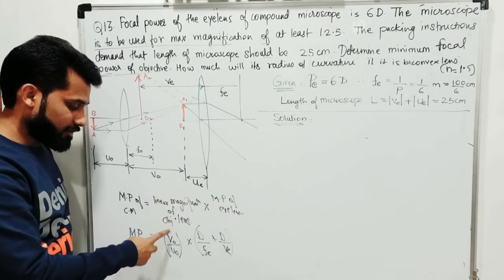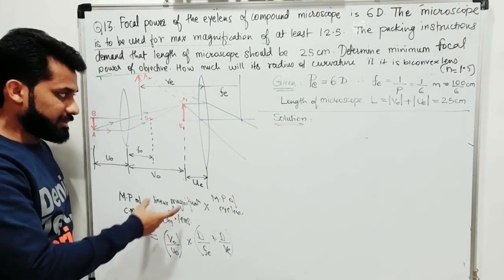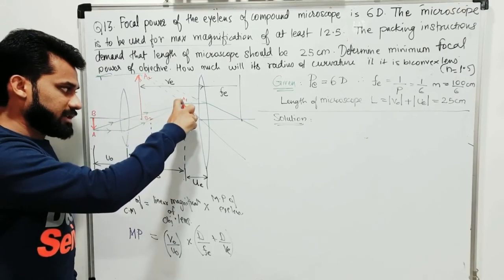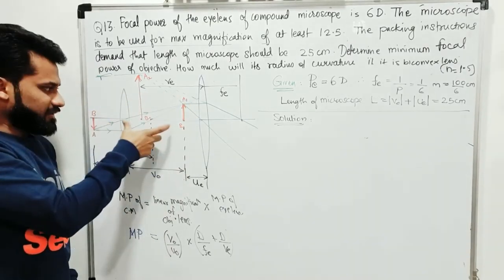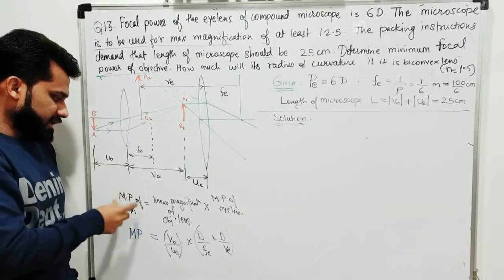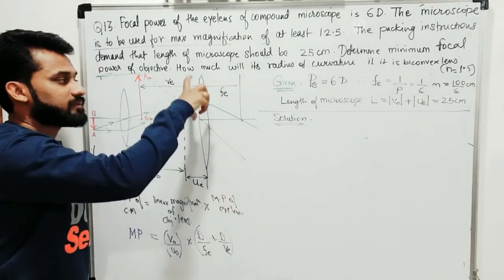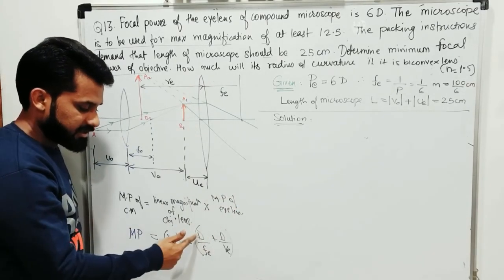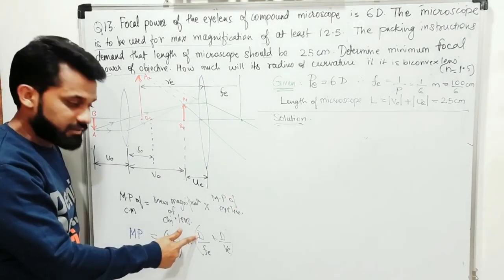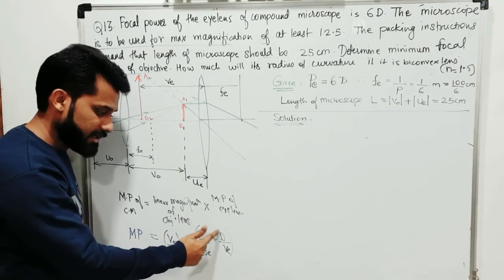Linear magnification of the objective will be image size upon object size, which will be image distance upon object distance, which is V0 by U0, into the magnifying power of the second lens, whose simplified version is D, the distance of distinct vision, by FE plus D by VE.